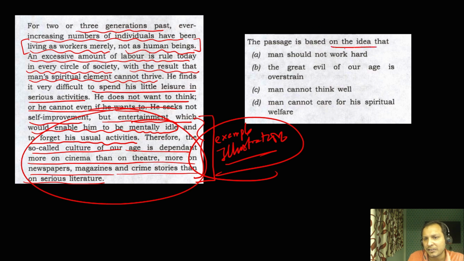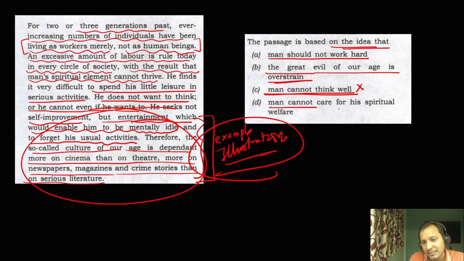The passage is based on the idea that man should not work hard. Is the passage talking about that man should not work hard? Obviously not. The second statement says the great evil of our age is overstrain. Yes, it is talking about that we are working too hard. We are overstraining ourselves. The third option, man cannot think well, is an extreme sentence. Man cannot care for his spiritual welfare. Again, you can see these are extreme statements, so they can be eliminated.